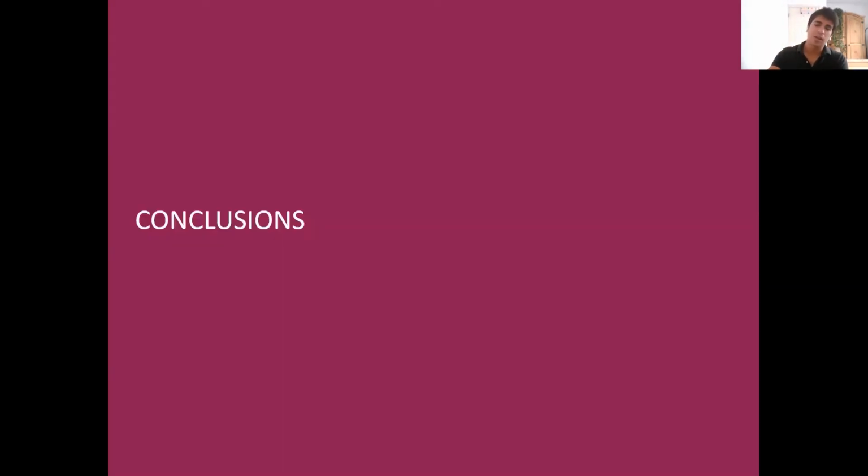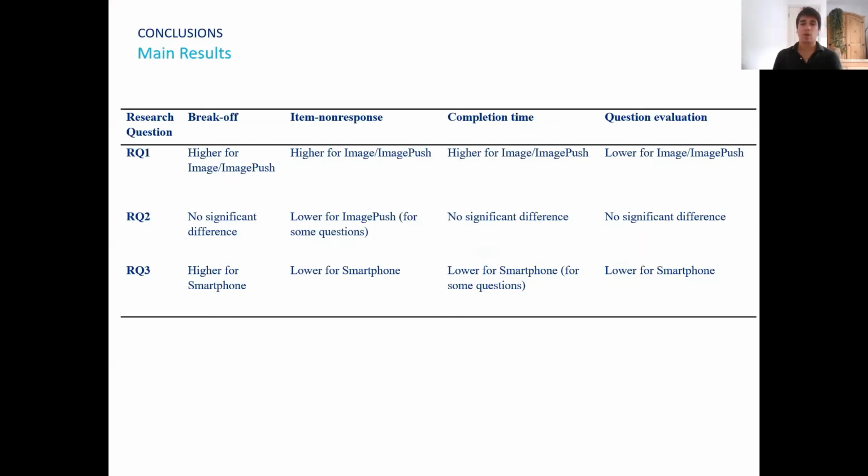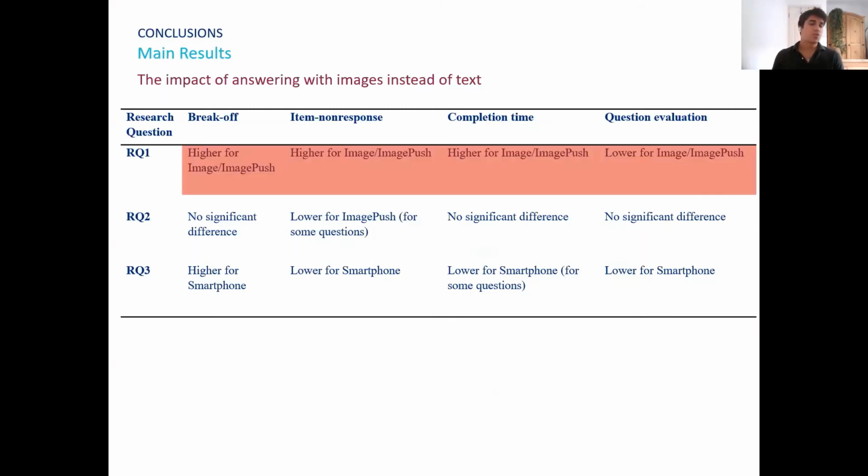So let's move to the conclusions. There are a lot of results, so I'm going to try to summarize them in this table. For the first research question that looks at the impact of answering with images instead of text, what we find is that asking them to upload an image slightly increases the breakoff rates. It substantially increases the item non-response.